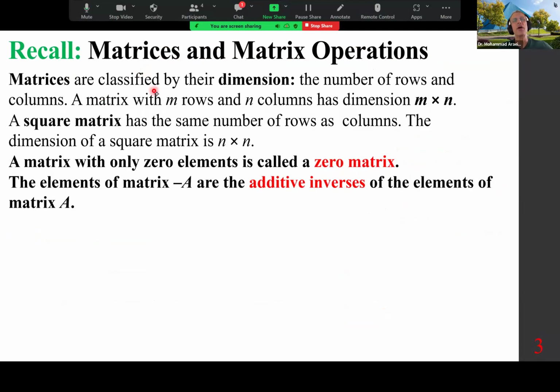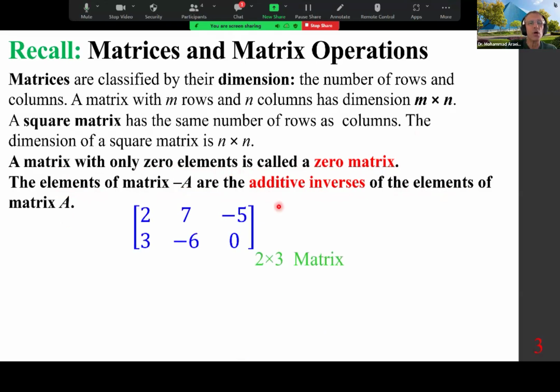Matrices are classified by their dimensions, the number of rows and columns. A matrix with m rows and n columns has dimensions m by n. A square matrix has the same number of rows as columns. The dimension of a square matrix is n by n. A matrix with only 0 elements is called a zero matrix. The elements of matrix minus A are the additive inverses of the elements of matrix A. Here's an example which has 2 rows and 3 columns, so we call it a 2 by 3 matrix.